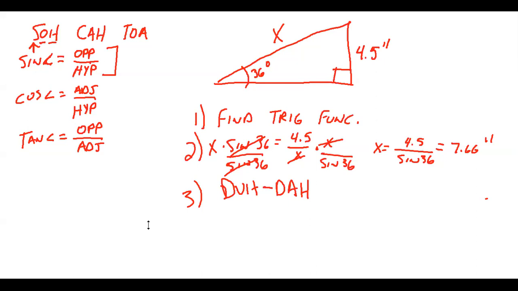On here, I'd have to go 4.5 divided by 36 sine equals 7.66. If you're using this kind of calculator and you're having trouble on your homework, give me a call.